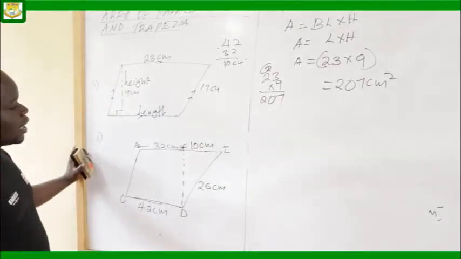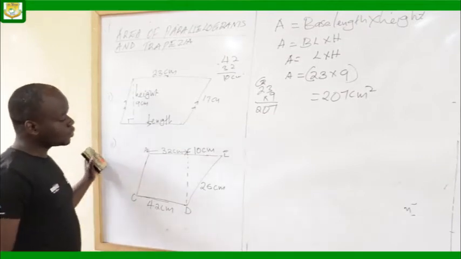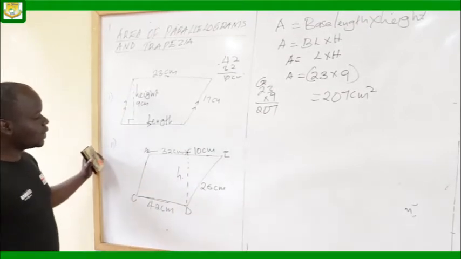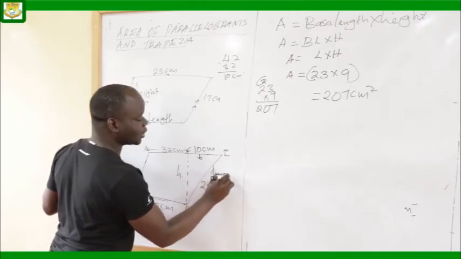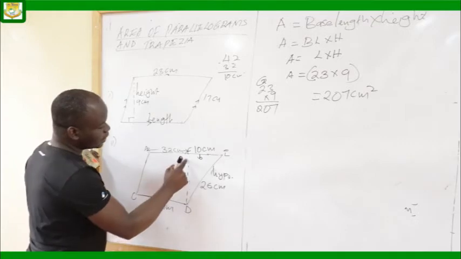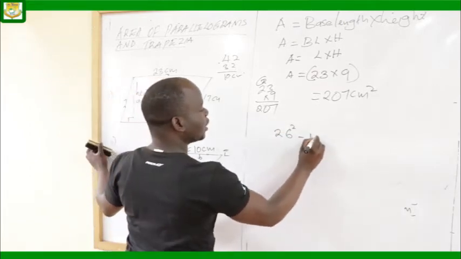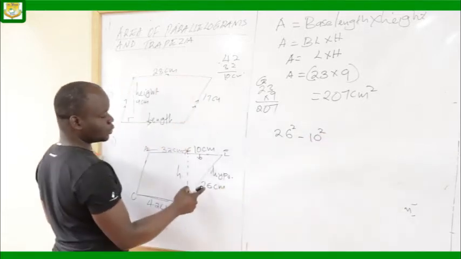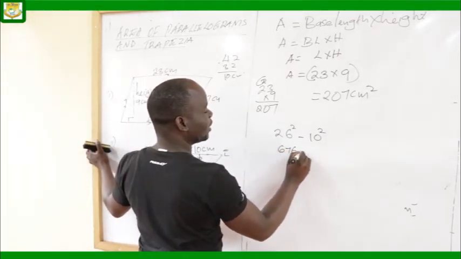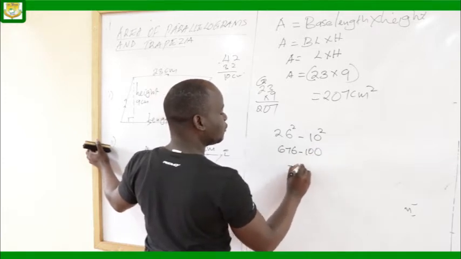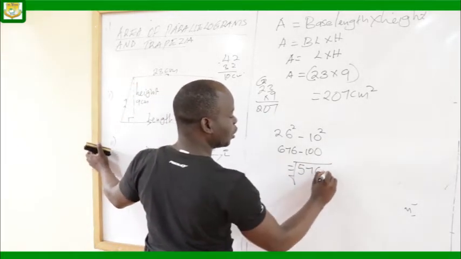Then, you have also learned about getting height and base of a right-angled triangle using Pythagoras theorem. Now, we want to get that height. This one is our base, and this one is our height. I mean, this one is our hypotenuse, the longest side. So to get height, you take the longest side, 26 squared, minus the base, 10 squared. 26 squared is 676, minus 10 squared, which is 100, gives you 576. Then you get the square root of 576, which is 24.